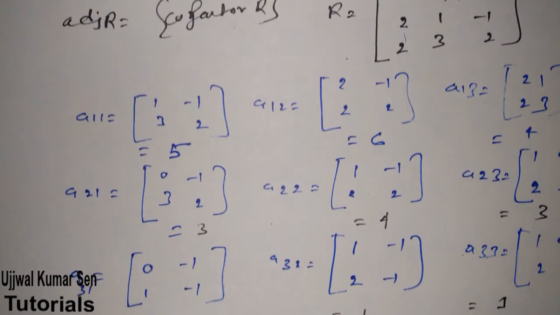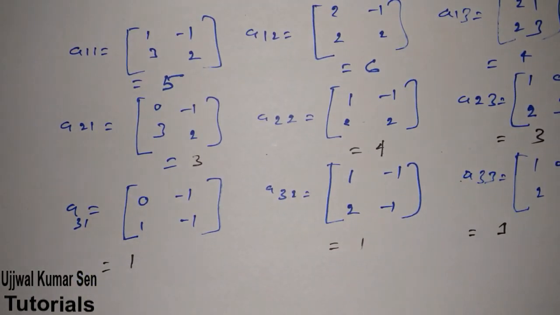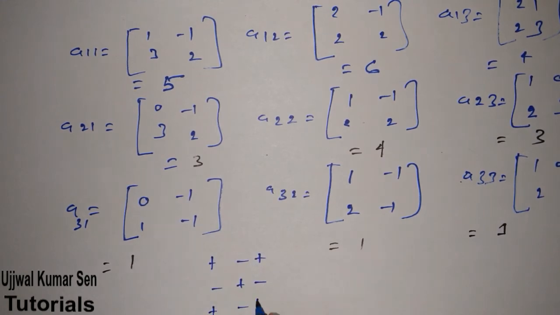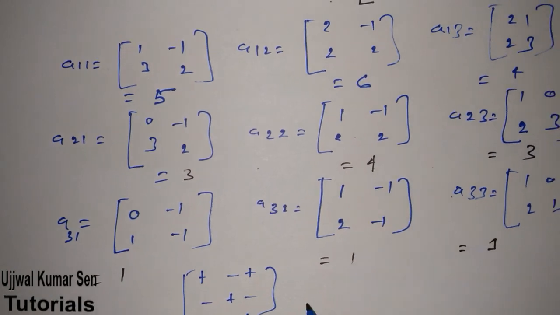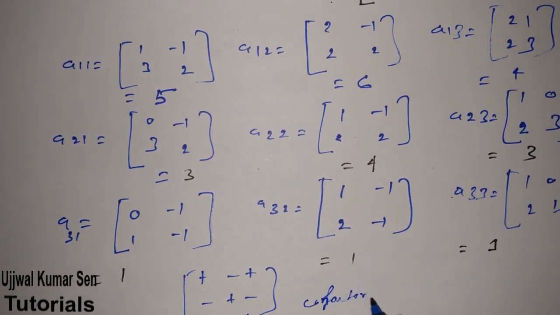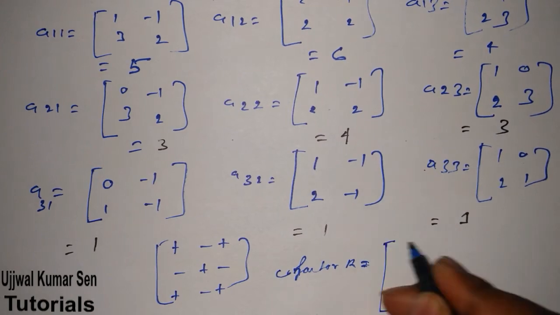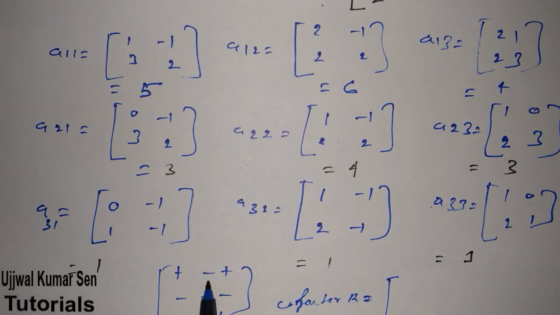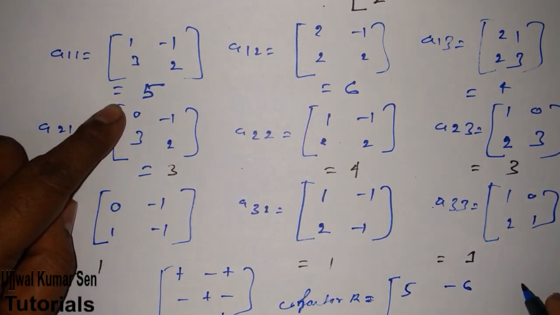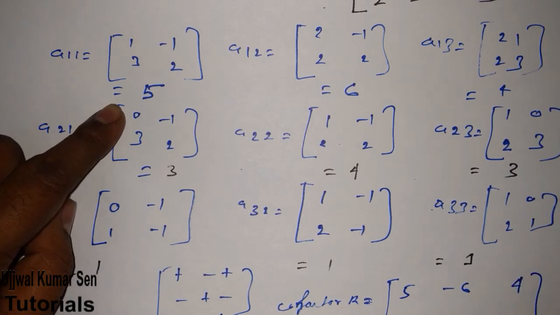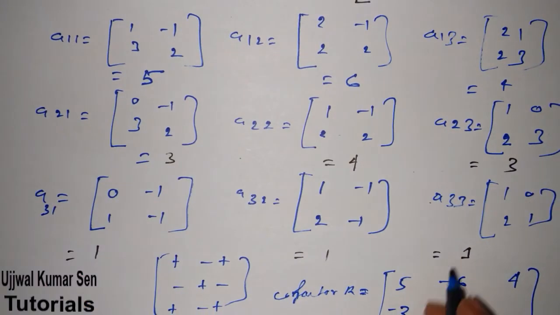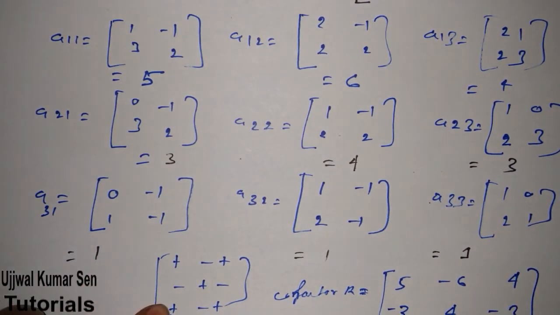Now here is one other concept we have to follow. Probably you have studied it, or I don't know whether you have or not, that is plus minus plus, minus plus minus, plus minus plus. You have to follow this rule to make the cofactor of R. Okay, just follow this 1 1 1 pattern, that is plus minus plus. So plus 5, minus 6, and the answer is 4, plus, right? Now minus 3 and then plus 4 and 3, minus 3, then plus 1, minus 1 and plus 1.